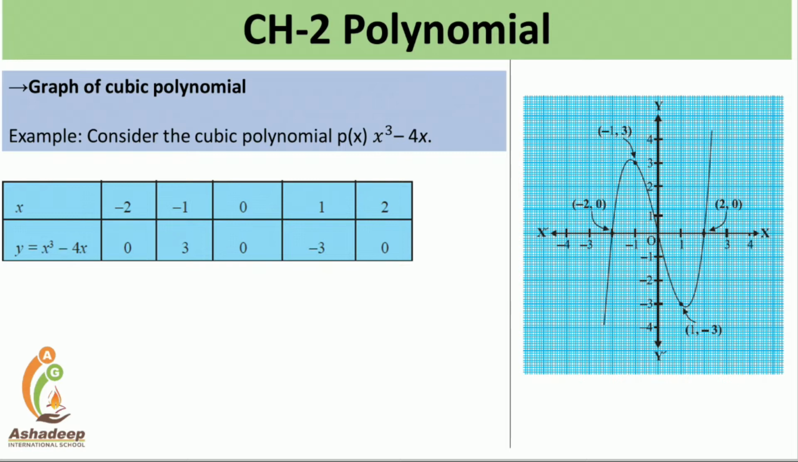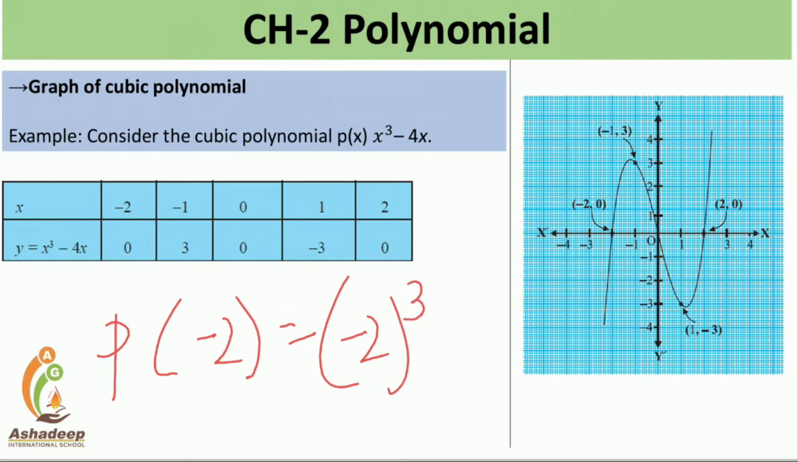In the same manner we have to find out the different points. We have this polynomial p of x with us, and that is x cube minus 4x. See, if I replace the value of x with, say, minus 2, it is going to be minus 2 cube minus 4 into minus 2, which equals minus 8, minus into minus is plus, so plus 8. So minus 8 plus 8 equals 0.